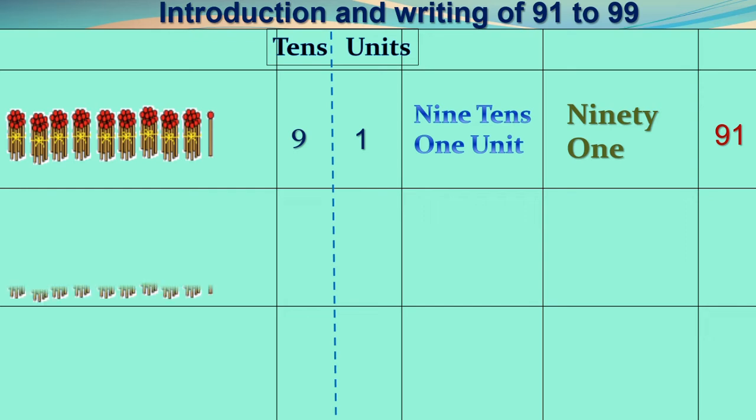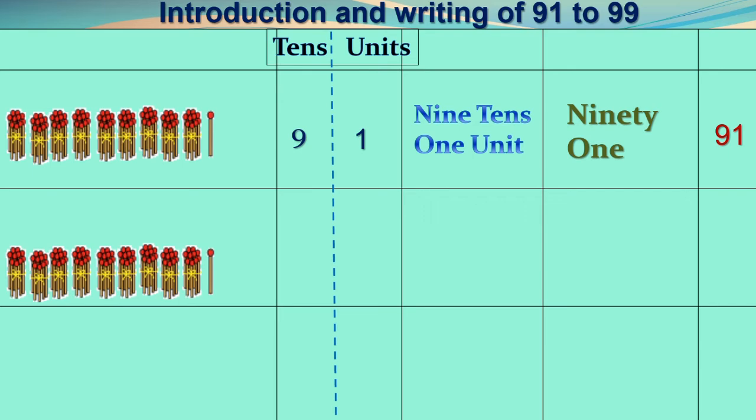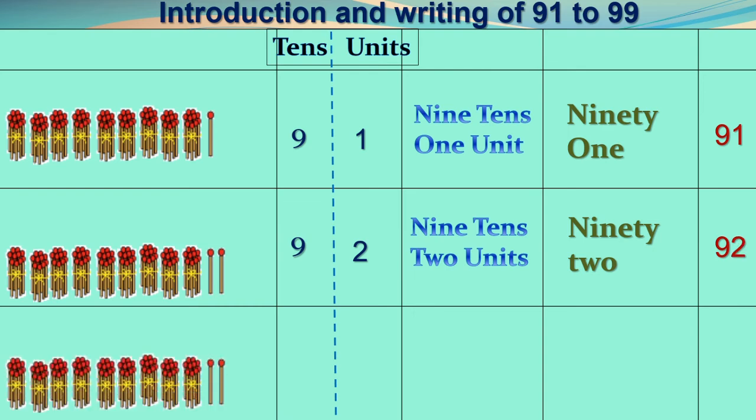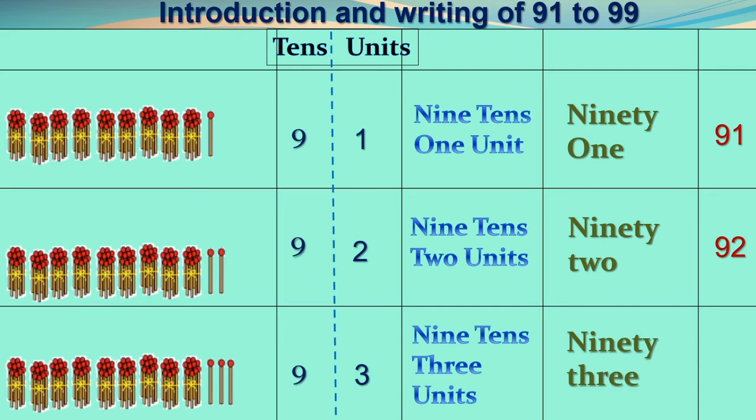Okay, here 91 matchsticks are there. We are going to add one more. So we got 9 tens and 2 units, right? And our number is 92, correct? And in the numerals 90 and 2. Here we have 92 matchsticks. We are going to add one more. So we got 9 tens and 3 units, right? And our number is 93.